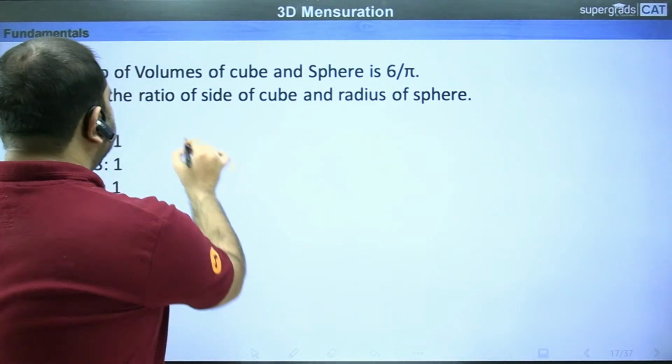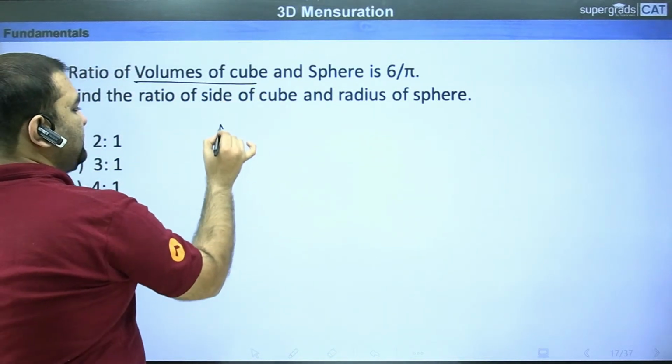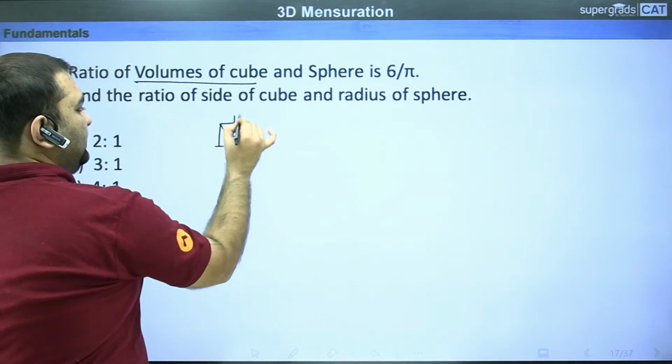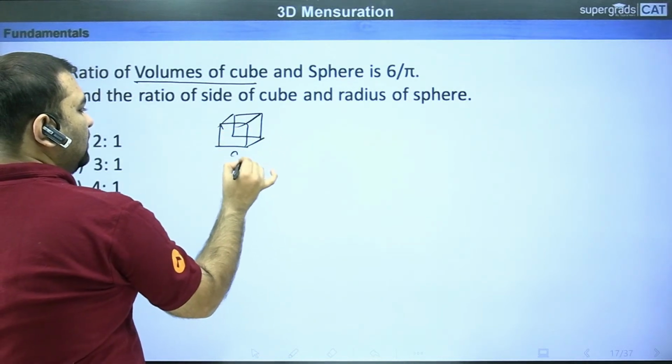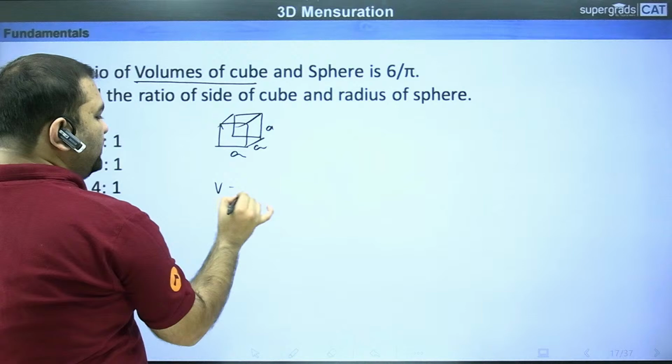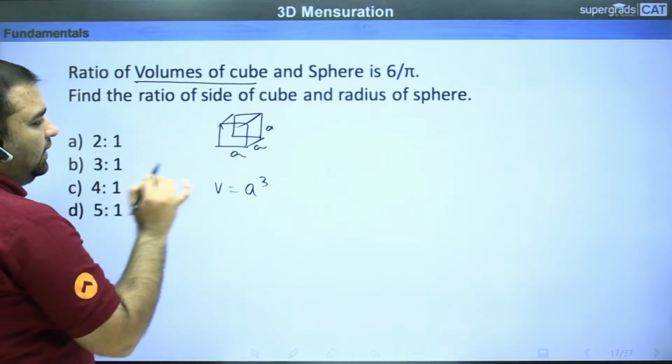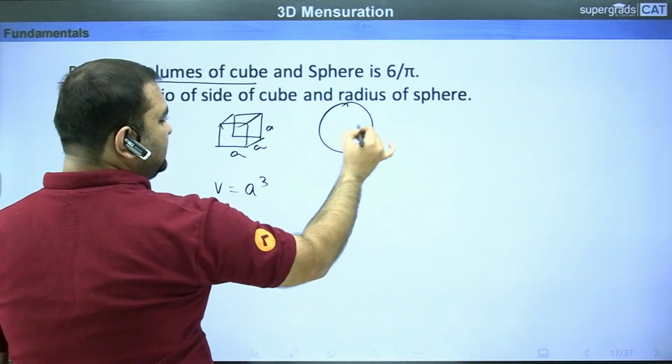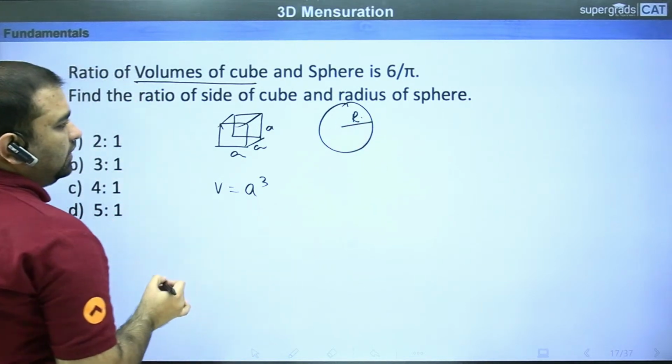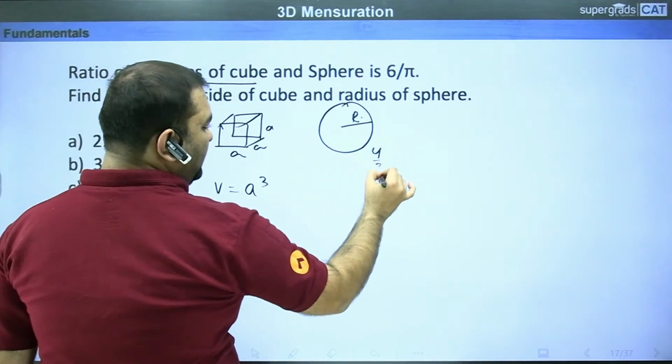Volume of the cube. Just remember what was cube? ये वाला figure. So what is its volume? A cube. Sphere, ये वाला figure, sir. This. What is its volume? 4 by 3 pi r cube.